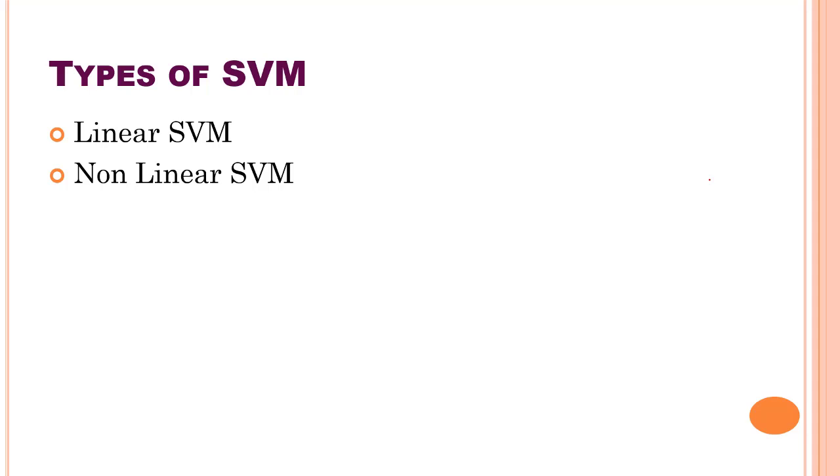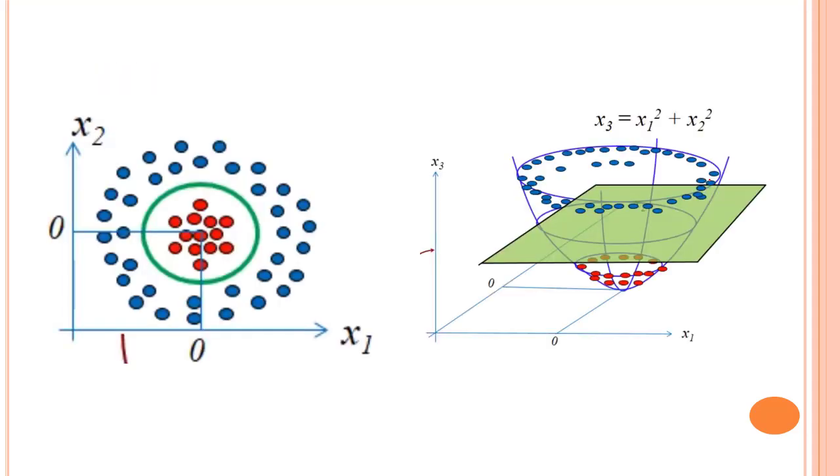Non-linear SVM is used for non-linearly separable data, again, which means if a data set cannot be classified by a straight line, then such data is termed as non-linear data, and the classifier is used as non-linear SVM. So let me give you an example. Okay, so we have this data set.